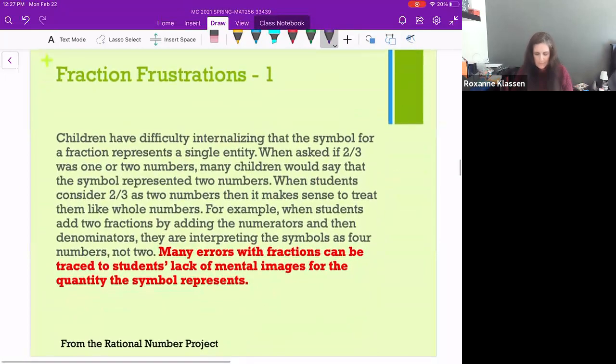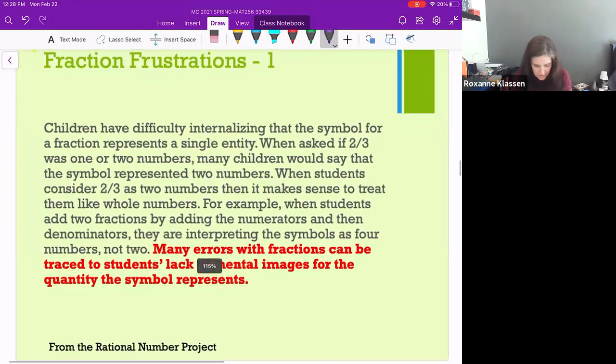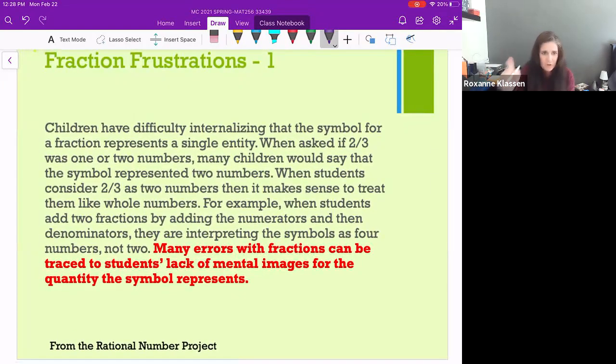So here's an example. Children have difficulty internalizing that the symbol for a fraction represents a single entity, right? Is 2/3 1 or 2 numbers? Many would say that the symbol represents 2 numbers. When students consider 2/3 as 2 numbers, then it makes sense to treat them like whole numbers. For example, when students add fractions, which somebody brought up here, they just add the numerators and add the denominators. After all, if they're separate numbers, I can do that, right? If I don't have a concept that they're connected as a value, we have a problem.